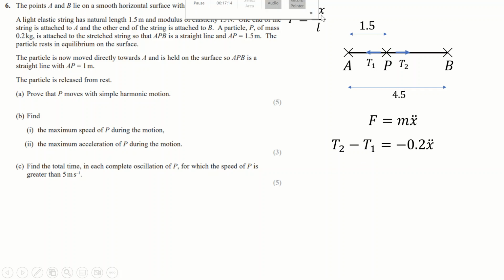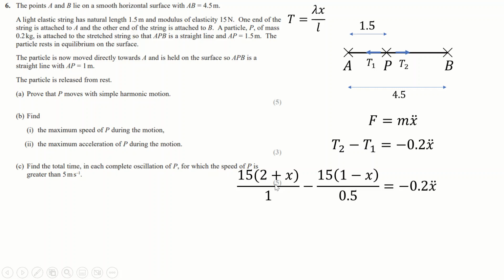Now T1 and T2 we can use these formulas for. Lambda is 15. I talked about the natural length. The natural length of this part of the string, as I said, is just a third of this, because it's being split in the ratio 1 to 2. So the natural length of this part of the string for T1 is 0.5, and for T2 is just 1. And now the extensions are these here.